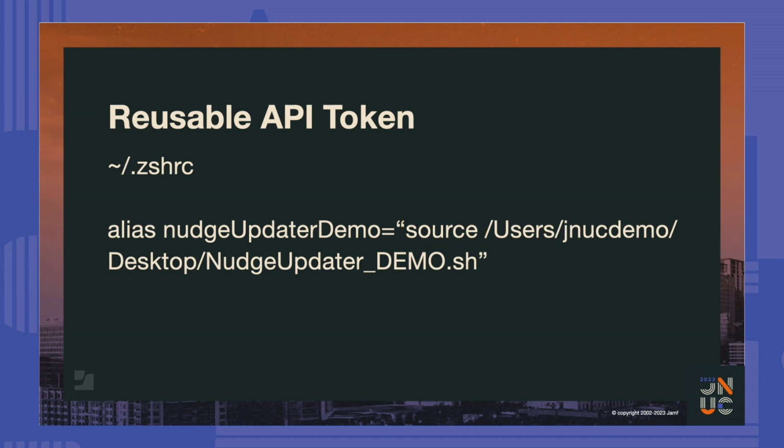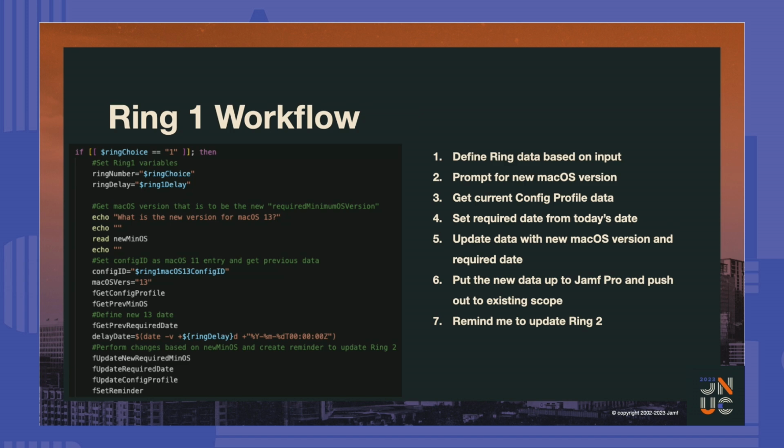All right. So, ring one. Within my flow, I've got some if-then statements to say, if you choose ring one, I'm going to go through, and the first thing it needs to do, based on it being ring one, is define a couple things. So it's going to go and grab the variables up top of, we're dealing with a 7-day delay.